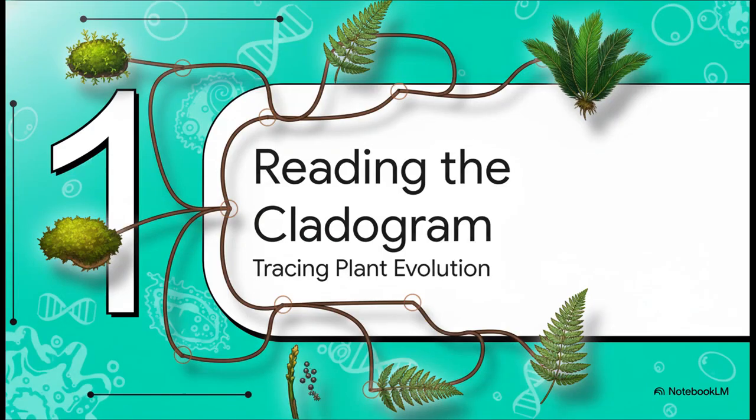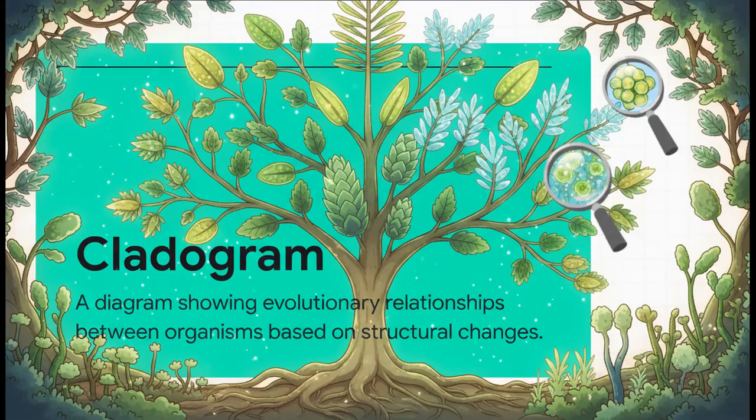All right, let's kick things off with section 1, reading the cladogram and tracing plant evolution. To really wrap our heads around plant biodiversity, we have to know how to read the map of their evolutionary history. Now, the absolute crucial thing to remember about a cladogram, which you might also hear called a phylogenetic tree, is that it always starts way down at the bottom with a common ancestor.